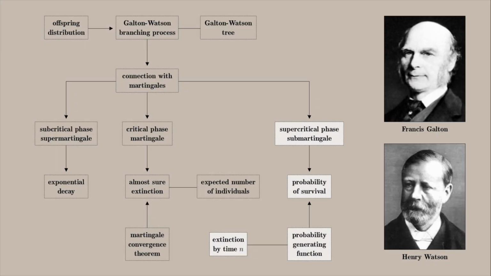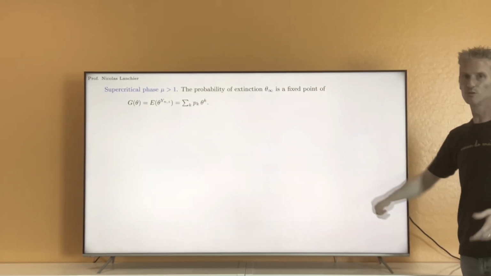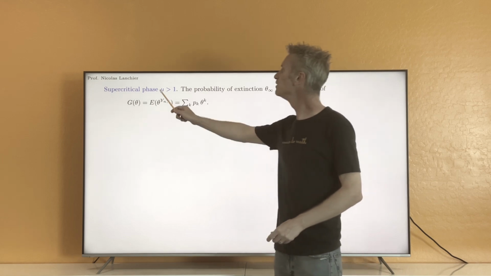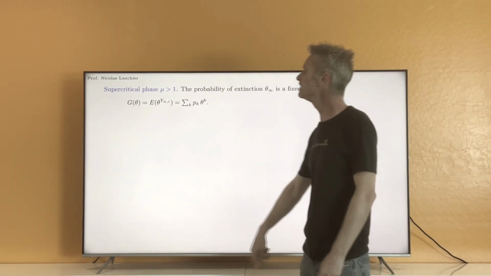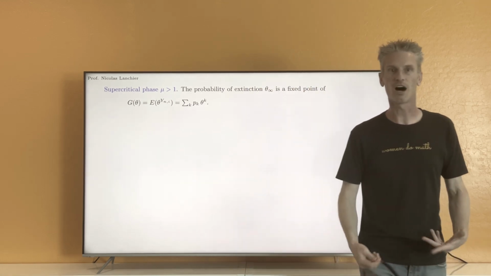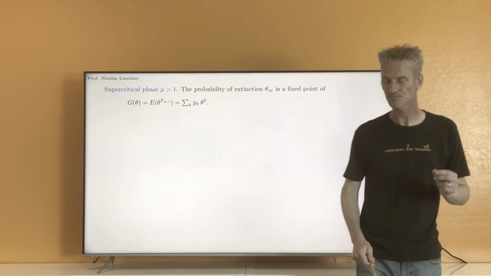So now that we have this result, we can study the supercritical phase and prove that the probability of survival is indeed strictly positive. In fact, we can also have some implicit expression of the probability of survival. All right, so I just remind you what we just proved in the previous slide. In the supercritical phase, the probability of extinction is going to be a fixed point of the probability generating function g.